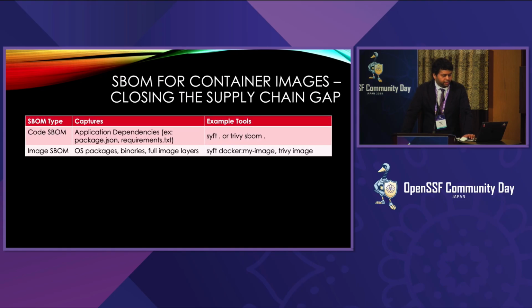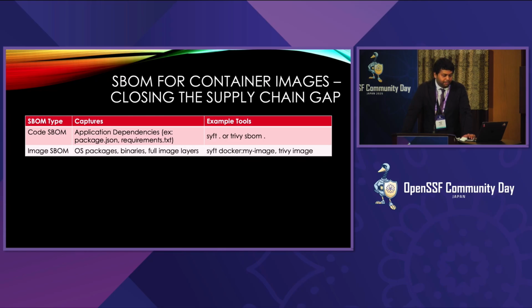Now this one is code SBOM as well as container SBOM. So code SBOM, as I mentioned, for example, by GitHub, it identifies your application dependencies. So your packages might be using other packages and so on. So that can be done via code SBOM. As I said, the tools are the same. You can use Syft or Trivy.